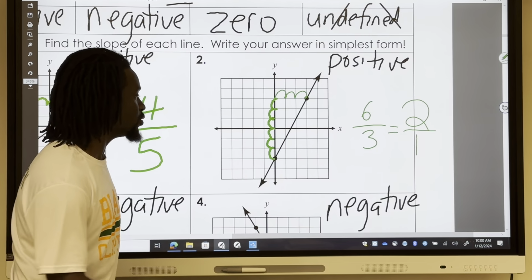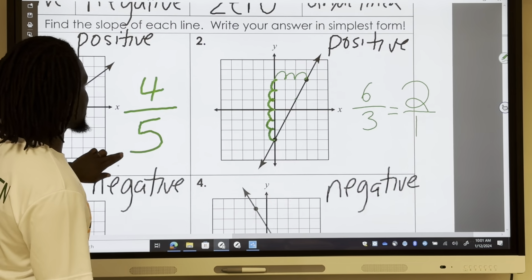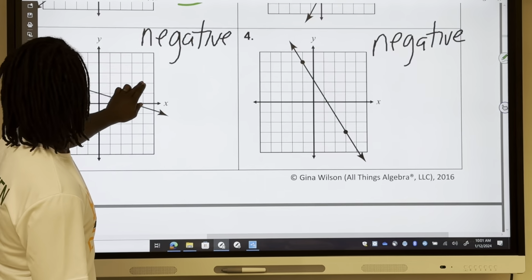So 6 over 3 as the slope is the same thing as 2 over 1. They're both the same, okay? But you want to write your slope in simplest form. Okay? Now, let's look at the next one.